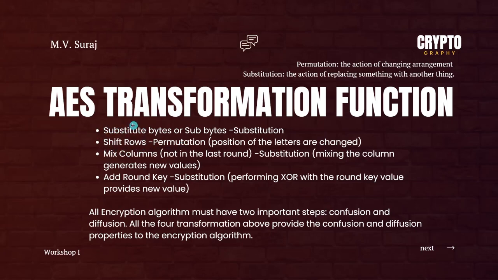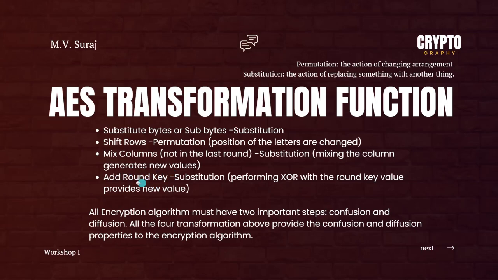And in shift rows, you're changing the arrangement. You're moving it by one circular shift to the left, 1 byte. So you're performing a 1 byte circular shift, a 2 byte circular shift, and one untouched at the initial. So they are changing the order. That's why this is called permutation. And we have mix column. This is not in the last round, just as a reminder. I'm sure I said this already, but this is not in the last round. In mix column, it's basically a substitution, because you're mixing the column to generate a new value.